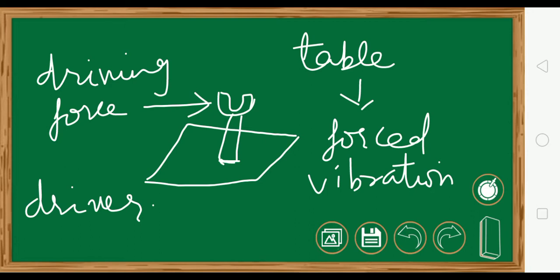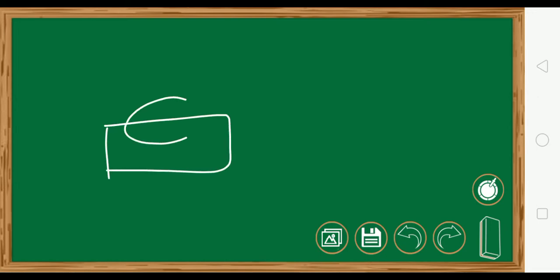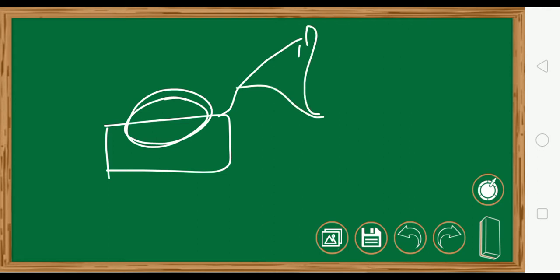So this was the first example we have seen. The second example is that of the diaphragm of a gramophone sound box with frequencies corresponding to the tones conveyed from the record are forced vibrations. Now you have seen that there is a record player. The record plays here, and the gramophone has this kind of structure. The sound comes out from here, right?